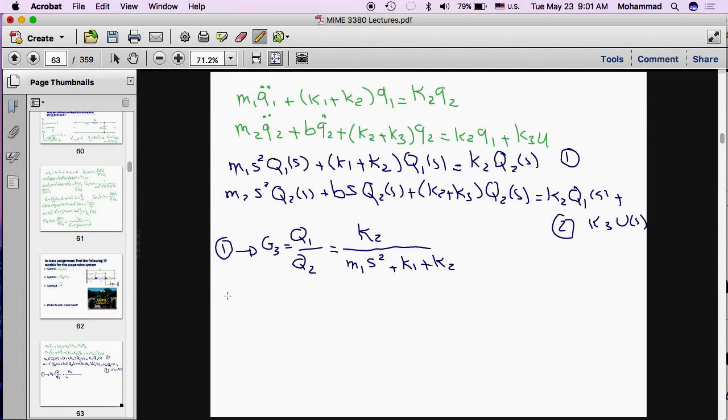So if we factor Q2 out, Q2 of S, we'll have M2 S squared plus B times S plus K2 plus K3. This is equal to K2 Q1 of S plus K3 U of S.